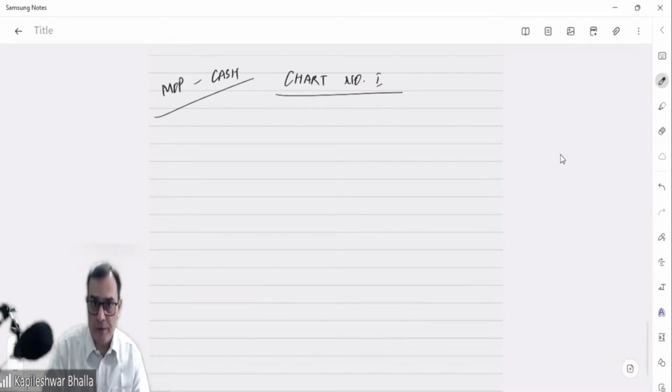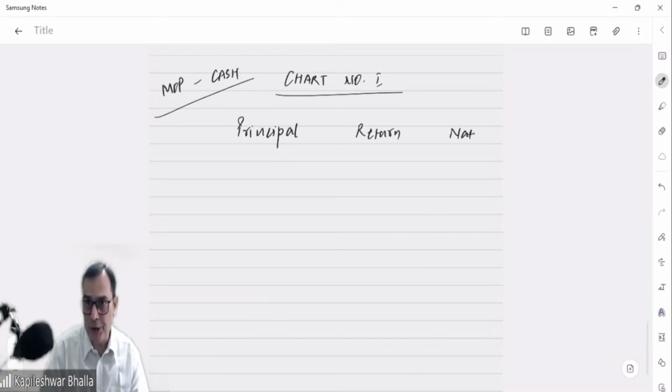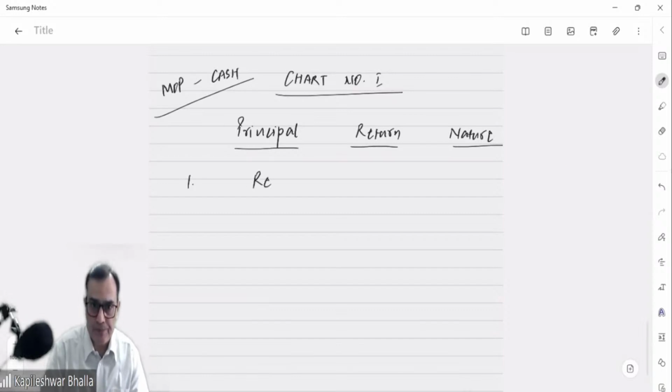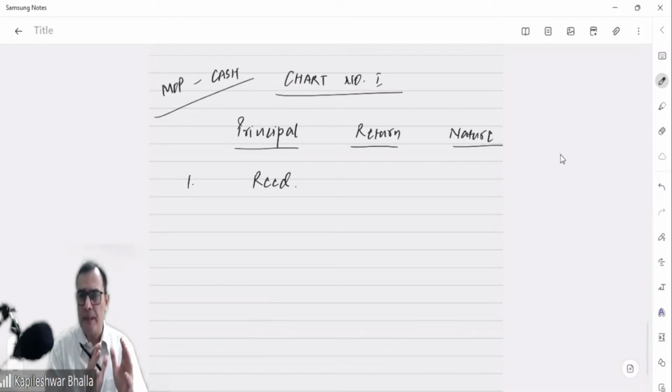So let's consider 3 columns. One is the principal component, and one is the return component. Based on this, we're going to decide the nature of the instrument. So watch the permutation combinations carefully and see if you can answer them well. The first is that I am considering the principal is redeemable in nature. If I say it's redeemable in nature, you've decided a pre-decided date when the principal is going to be paid in cash.